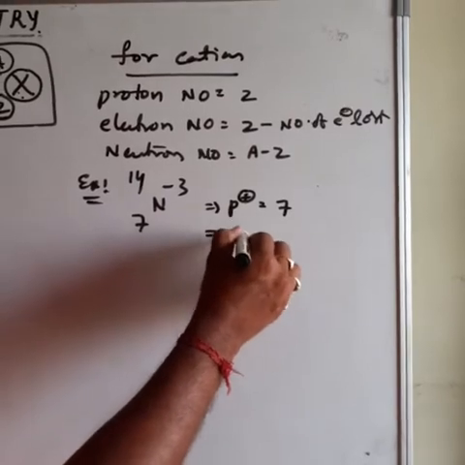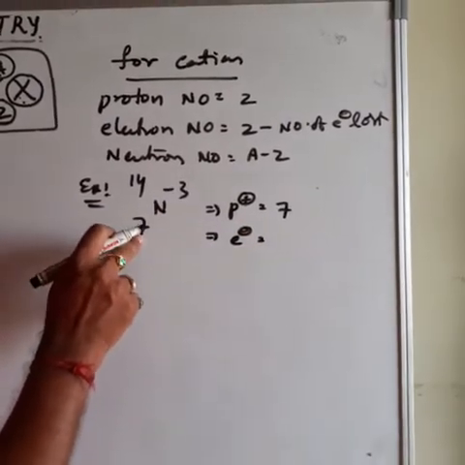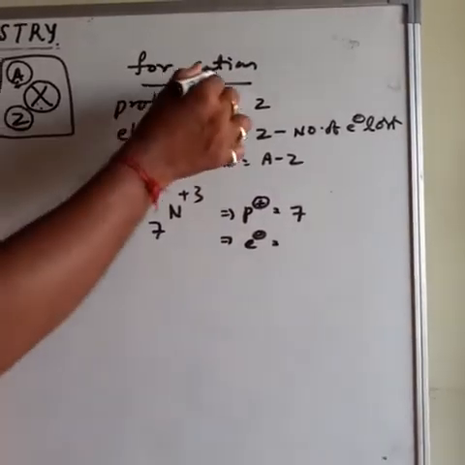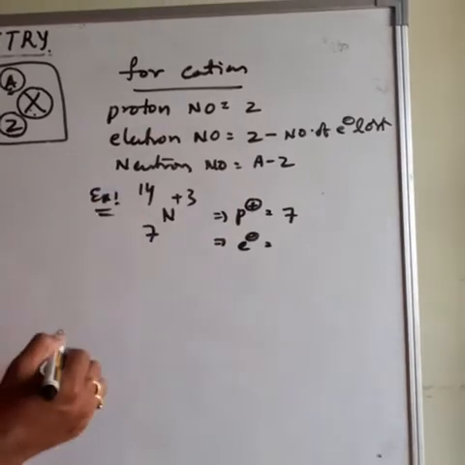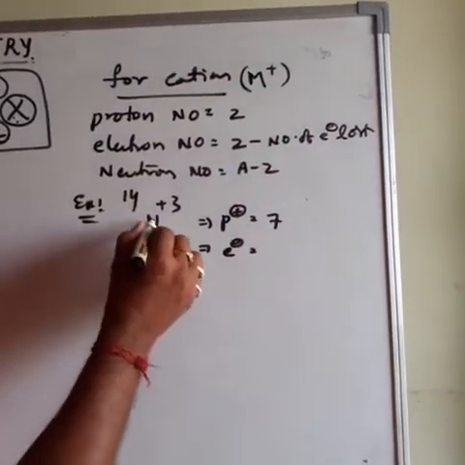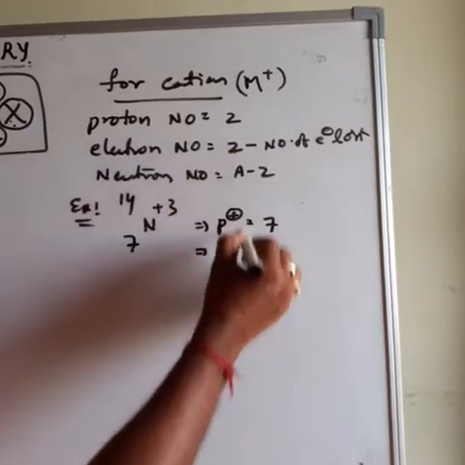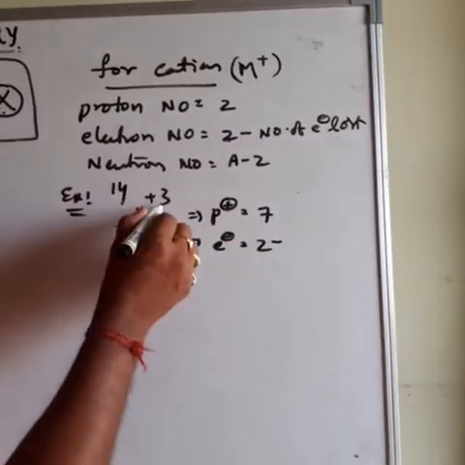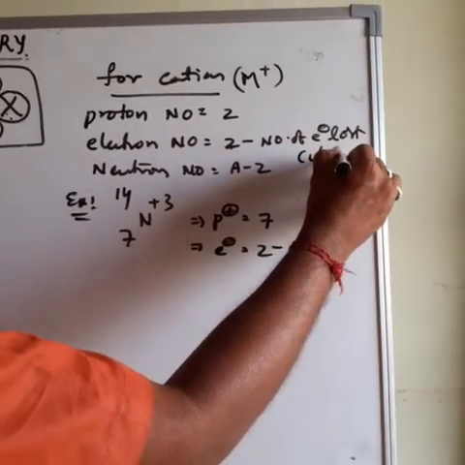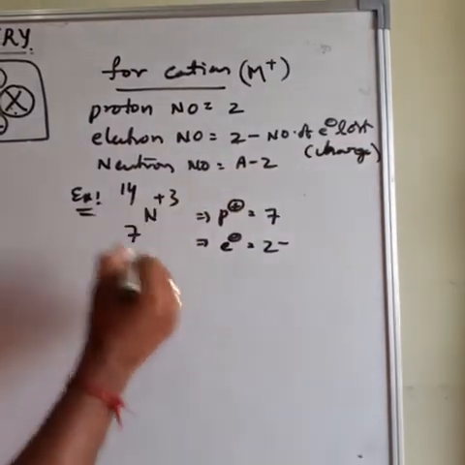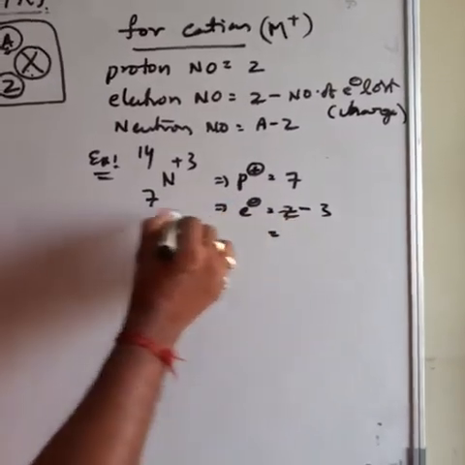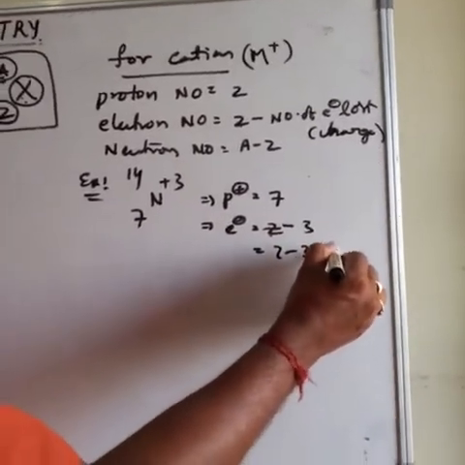Next is the number of electrons, for N plus 3. This is a cation. Cation means a positive charge; anions mean a negative charge. Here we are discussing the cations. Electron number means atomic number Z minus the charge, that is, the number of electrons lost. The charge is plus 3. So Z minus 3, Z is 7, 7 minus 3, 4 electrons are there.